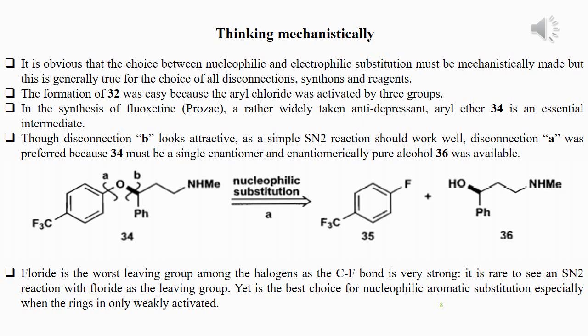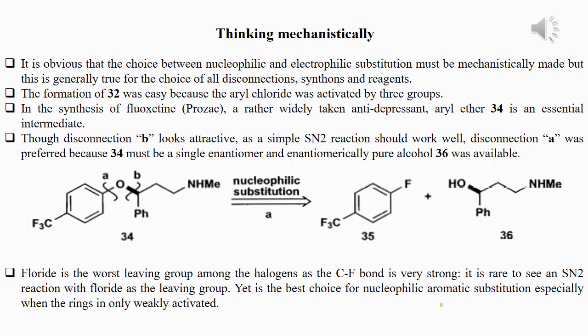By using nucleophile 36 and electrophilic aromatic ring 35, which has been made electrophilic by having a strong electron withdrawing group, the trifluoromethyl group. But fluoride is the worst leaving group among the halogens, as the C-F bond is very strong. We all know that. It is rare to see an SN2 reaction with fluoride as the leaving group.